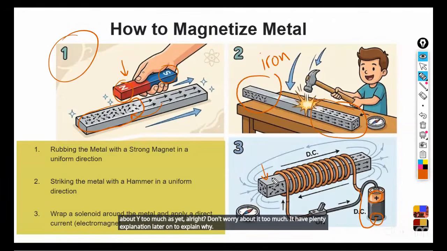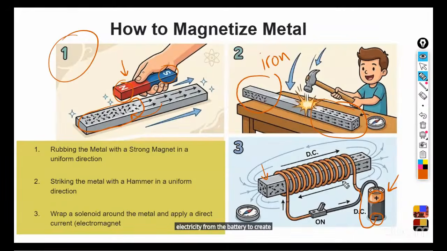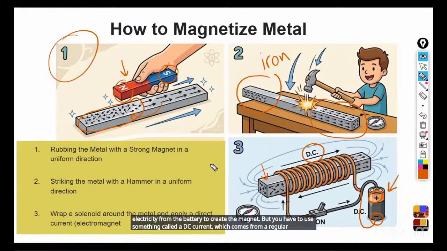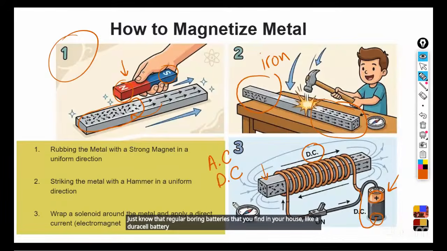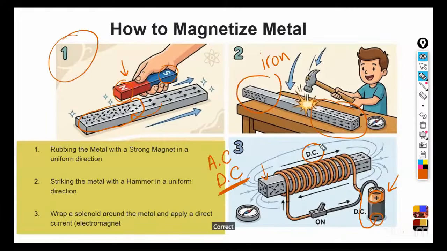But you call this an electromagnet because you're using electricity from the battery to create the magnet. You have to use something called a DC current, which comes from a regular boring battery. There are two types of current, one called AC and one called DC. Don't worry about the difference right now. On the next slide, I will explain the difference between AC and DC. Just know that regular batteries that you find in your house, like your Duracell batteries, your Ever-Ready batteries, produce DC current.